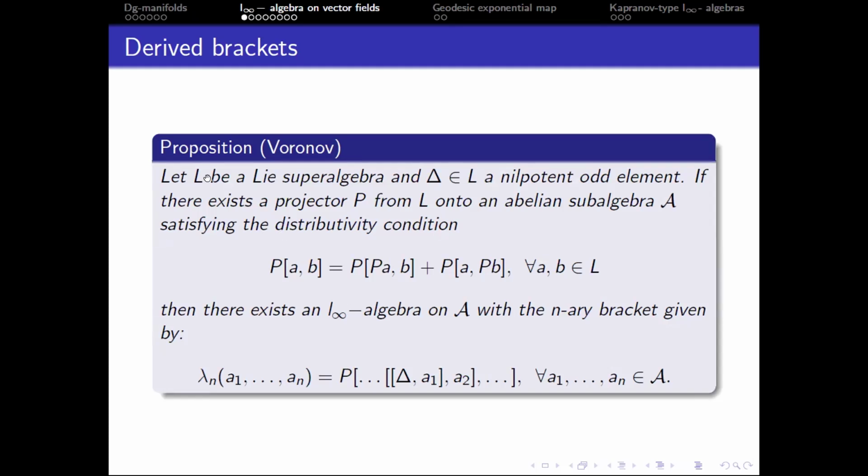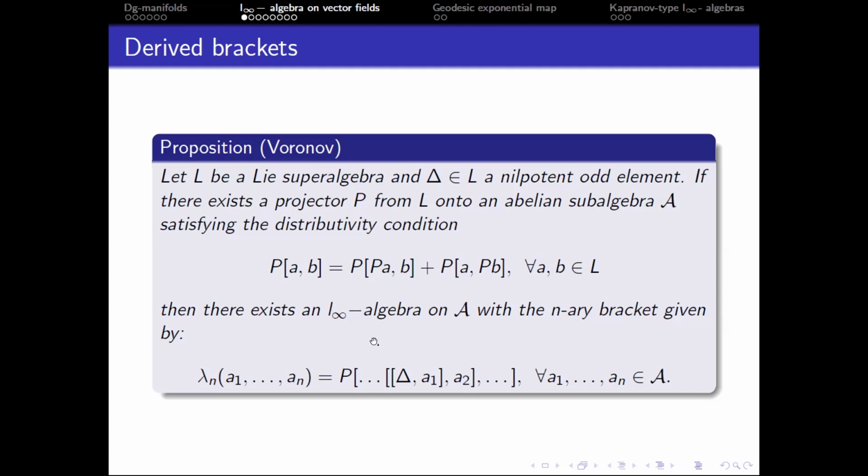So the ingredients that we need to produce these L-infinity algebras are the following. We need a Lie superalgebra, which I denote by L. We need also a nilpotent operator denoted by delta. And then suppose we have an abelian subalgebra inside this L and some projection which satisfies a distributivity condition, which is given here. Then one can define an L-infinity algebra on the abelian subalgebra by this prescription.